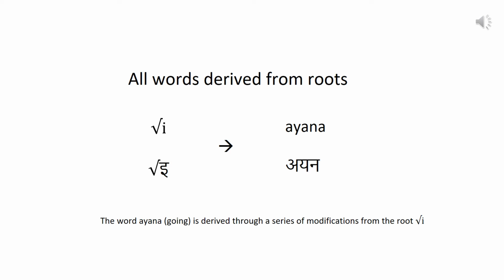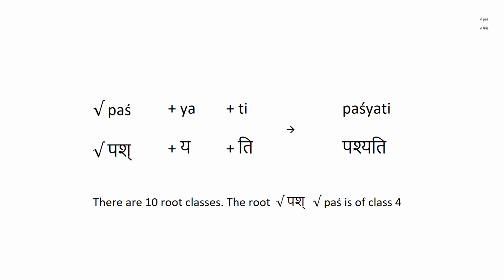Similarly, the word Ayana is derived from the root i through a series of modifications. The root is also used to generate verb stems to which personal endings are added to form the complete verb as it is used in a sentence. In our example, the verb pashyati is derived from the root pash by adding ya to form the verb stem pashya. To this stem is added the personal ending ti.